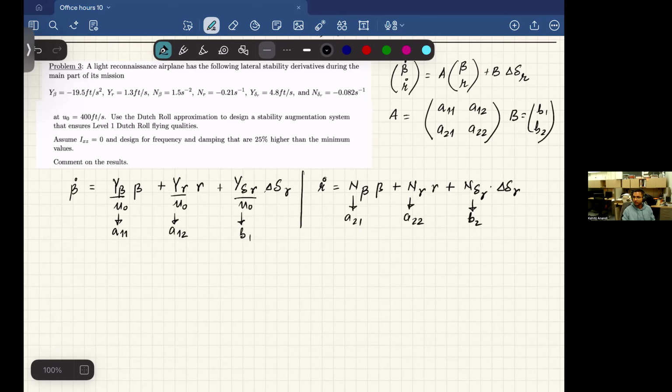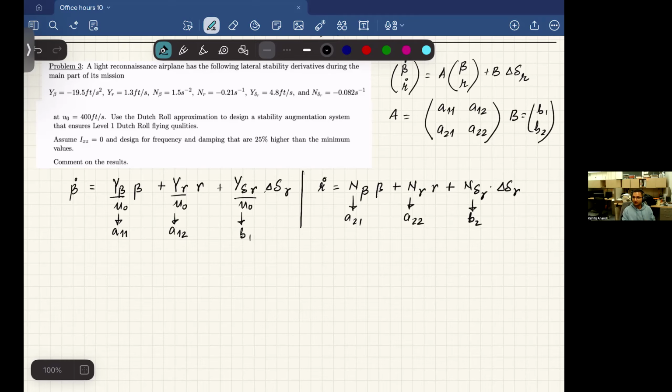Units. Remember, go ahead and review them. So you divide by U naught, this is directly from your notes. Your non-dimensionalization has to match, right? Beta dot is the time derivative of an angle, so it's per second. R dot is the time derivative of angular velocity, so it's per second squared.